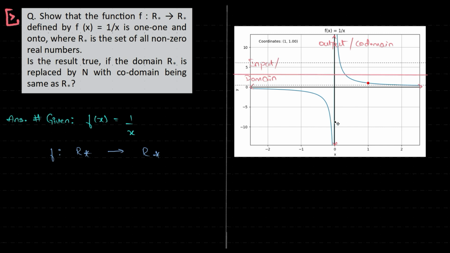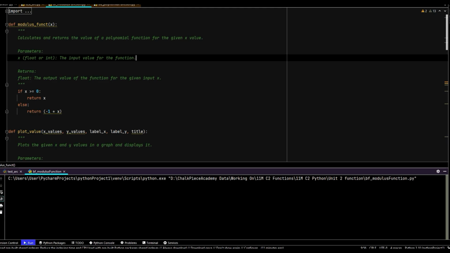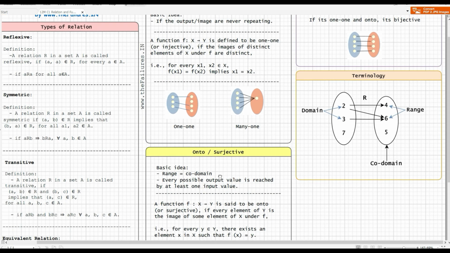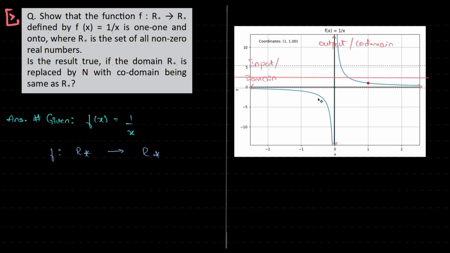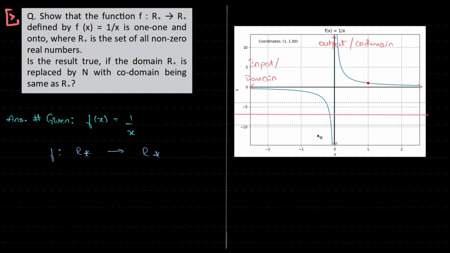Because of this, we can tell this function is 1-1. 1-1 is a scenario wherein for every output there is a unique input. That is, only one input will point to that output. That's 1-1, right? All of this is again written and defined over here, so you have to revise this. So this is 1-1. Is it onto? Yes, it is onto as well.